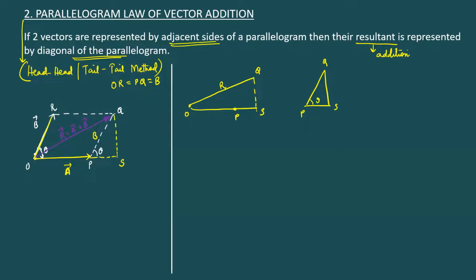How much is this angle? Theta. Let us try to find the lengths of PS and QS. For that, we can apply some trigonometry. What is sine theta from the figure? Sine theta is opposite, which is QS, divided by hypotenuse, which is B. So QS is equal to B sine theta. Now I can apply the cos function to calculate PS. Cos theta is equal to adjacent PS divided by hypotenuse B. Therefore PS is equal to B cos theta.